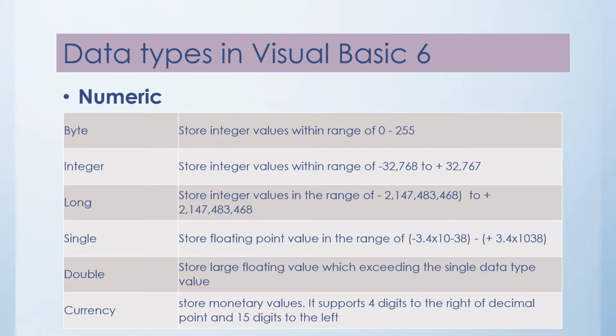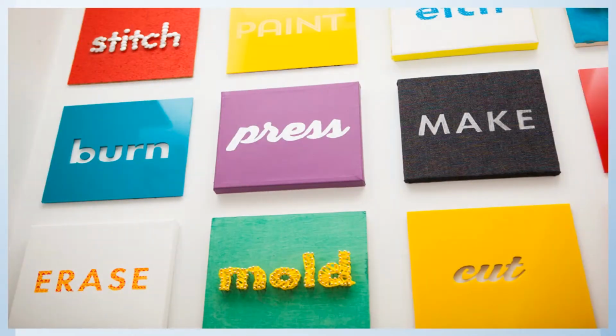10^38. Double. And it stores large floating value which exceeding the single data type value. Currency. It stores monetary values. It supports 4 digits to the right of decimal point and 15 digits to the left. Next is string. As we discussed in the last lecture, it is used to store alphanumeric values. A variable length string can store approximately 4 billion characters.